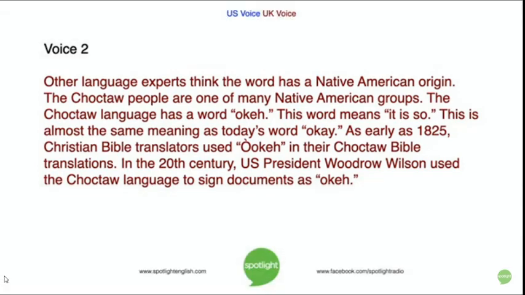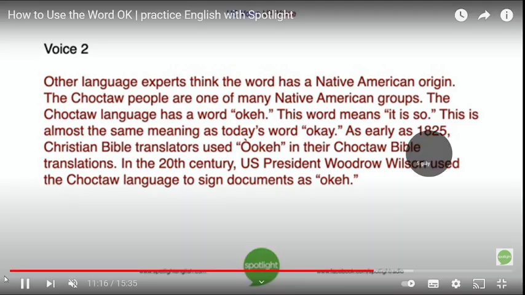Other language experts think the word has a Native American origin. The Choctaw people are one of the many Native American groups. The Choctaw language has the word okay. This word means almost the same as today's word okay. As early as 1825, Greek Bible translators used okay in their Choctaw Bible translation. In the 20th century, US President Woodrow Wilson used the Choctaw word to sign documents as okay.